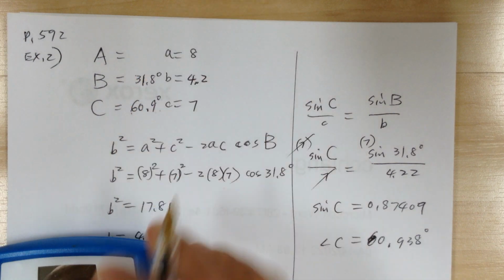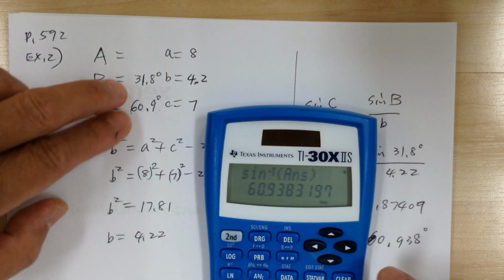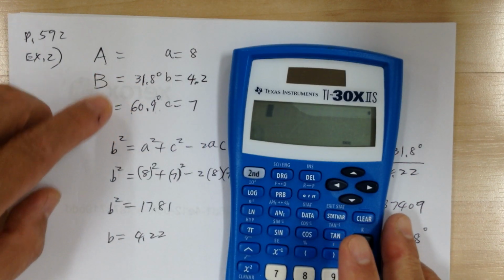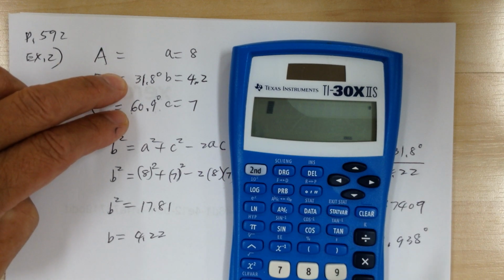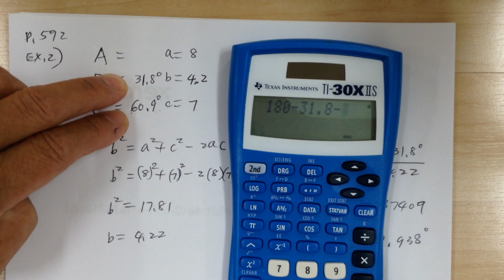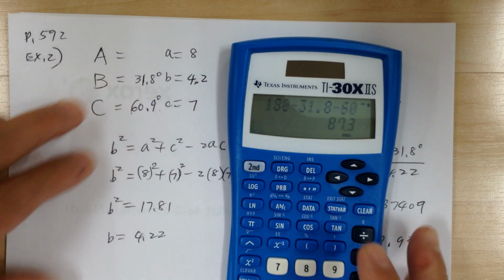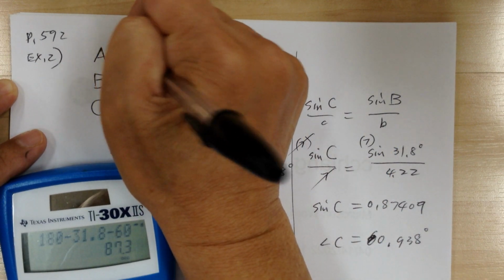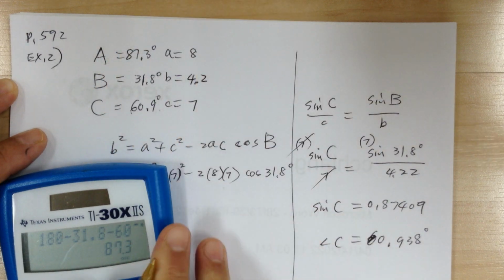Okay, so now once I get these two angles, then I can just use 180 minus these two, right? So 180 minus 31.8 minus 60.9 equal, okay, so 87.3 degrees.